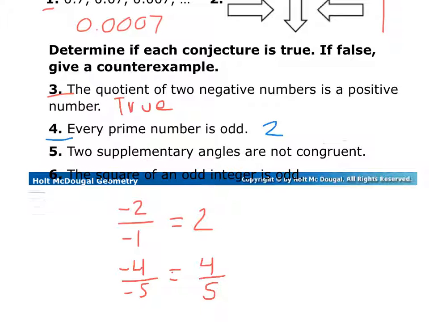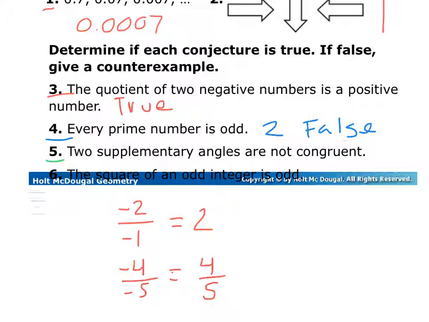Like 3. So 2, 3, 5, 7, 11. For this one, what's our counterexample? 2, because that one's even. So this would be false, and 2 would be our counterexample. That's the only even number that's a prime number.